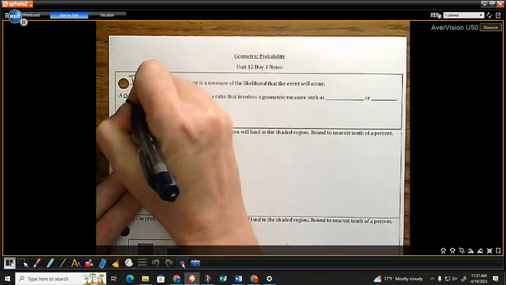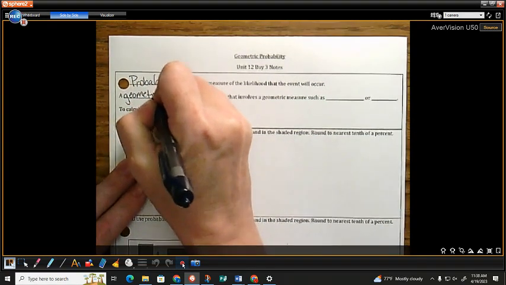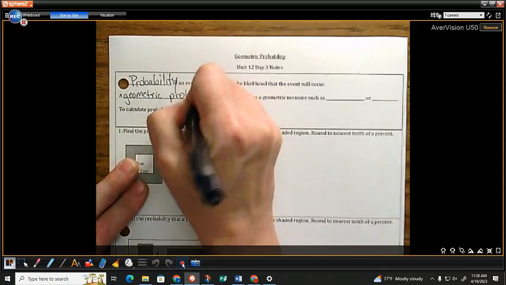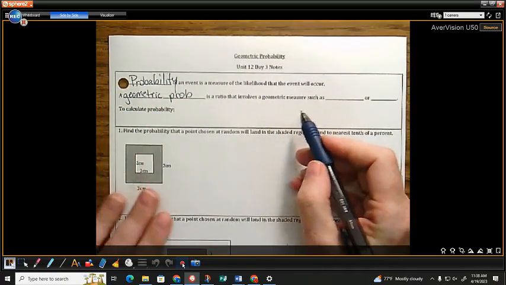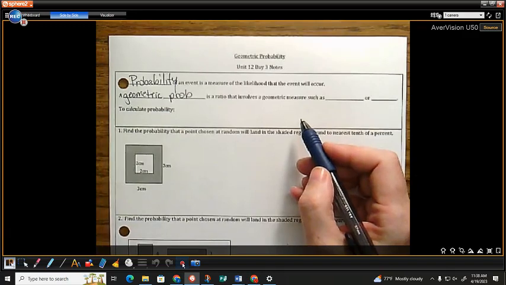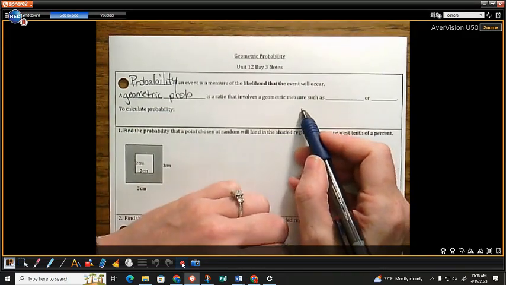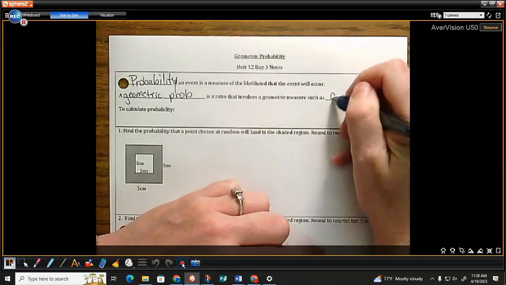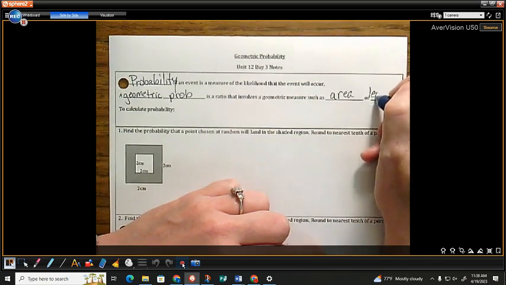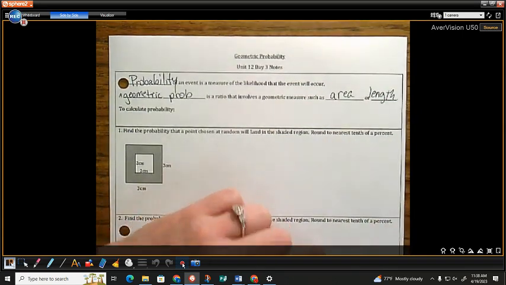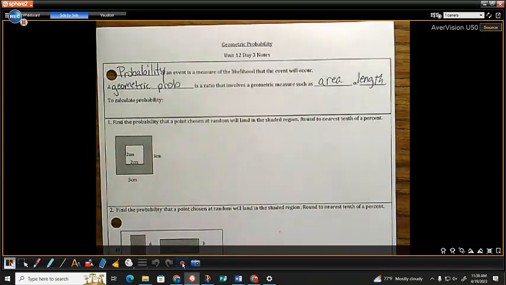A geometric probability is a ratio that involves geometric stuff. Whoa. What are some geometric things we've been doing lately? Oh yeah, areas and lengths or whatever. Could I do the probability of a volume? Yeah, but we'll save that for next unit when we go 3D.